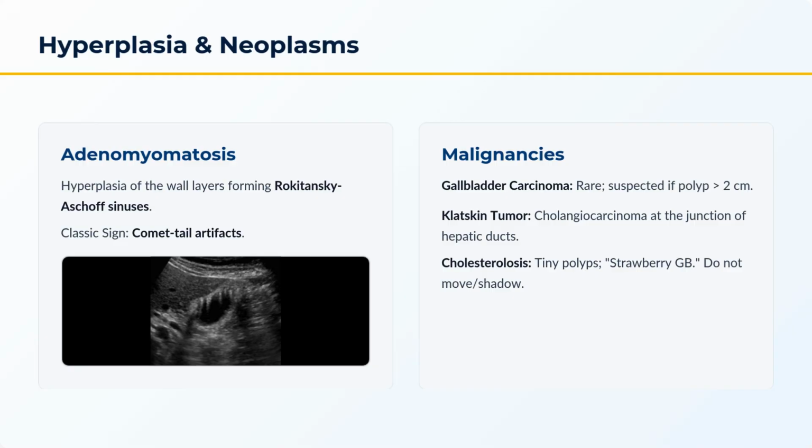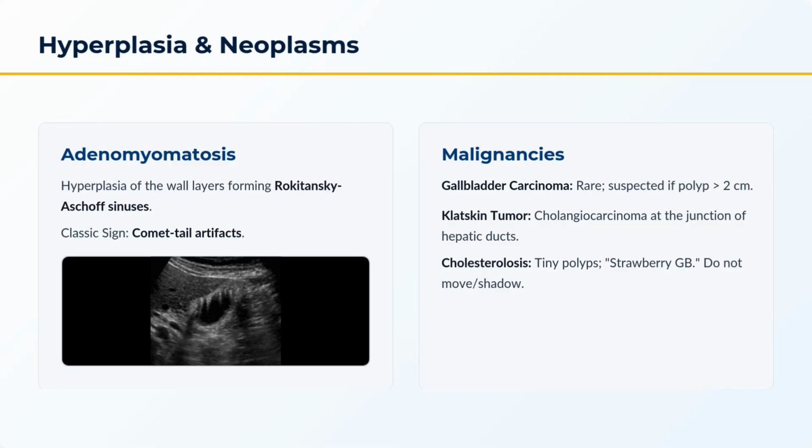Adenomyomatosis, hyperplasia of the wall causing Rokitansky-Aschoff sinuses. Look for the pathognomonic comet tail artifact. Cholesterolosis is a strawberry gallbladder. Small, non-shadowing, non-mobile polyps. Gallbladder carcinoma. Suspect if a polyp mass exceeds 2 millimeters or if the gallbladder is replaced by a solid mass.